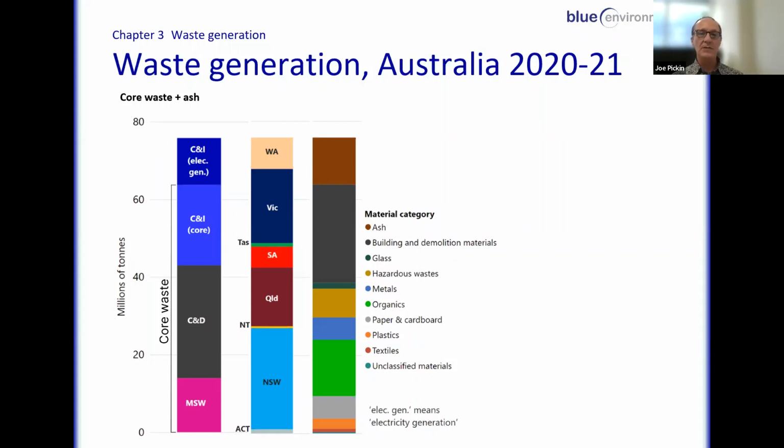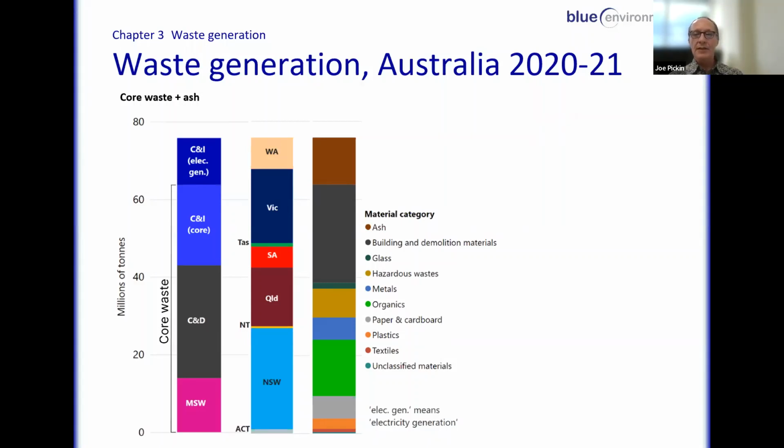Here's the split of material types. And you can see big ones, or not types, categories, is this broader classification. Building and demolition waste, organics, are big ones here, and hazardous waste, which is mostly soils and asbestos contaminated soils. 63.8 million tonnes of core waste.